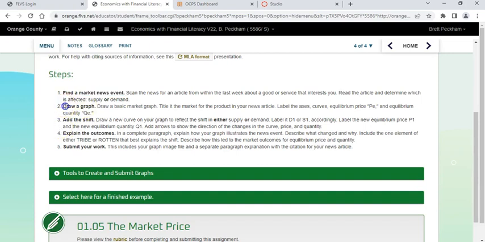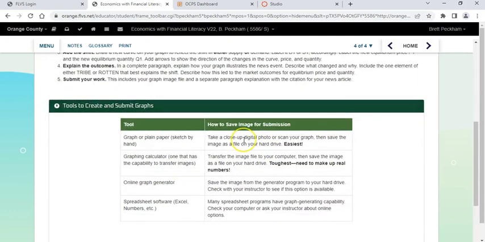You're going to have to draw out a graph. The easiest thing to do is just draw it on your own paper. I find it difficult to draw it out in Microsoft Word, but if you needed to, you could. If you're good with Microsoft Word, you could draw it on that. But it's easy just to draw it on a sheet of paper, take a picture of it, and then embed that picture into the Microsoft Word document that you're going to submit to FLVS.